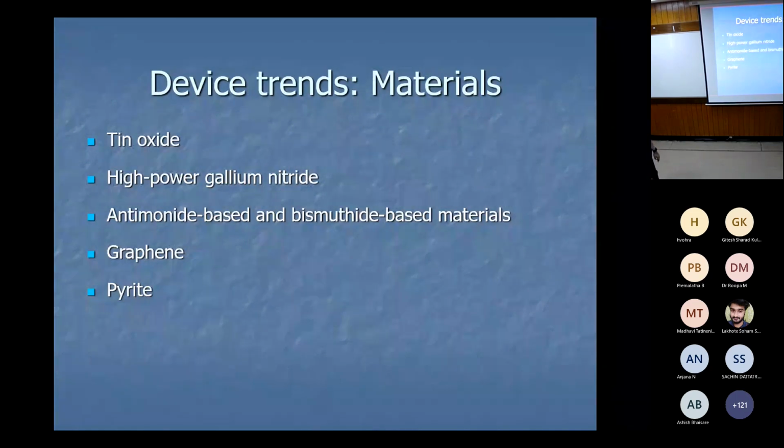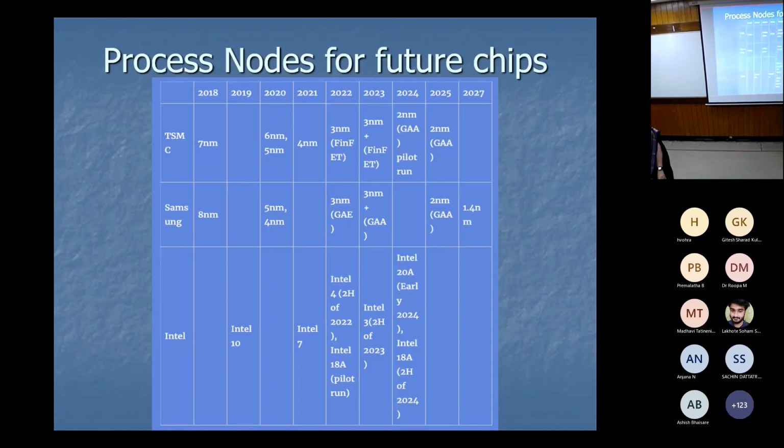So device trends again, to realize the device beyond CMOS, we have the material considerations as well, the alternate material considerations to silicon and whatever high K materials we used earlier. We are trying out tin oxide, high power gallium nitride, and there are various materials people are considering as alternatives. These are the various process nodes which are available for the future solutions, I would say, because all these are getting commercially viable today, which we never thought were realizable.